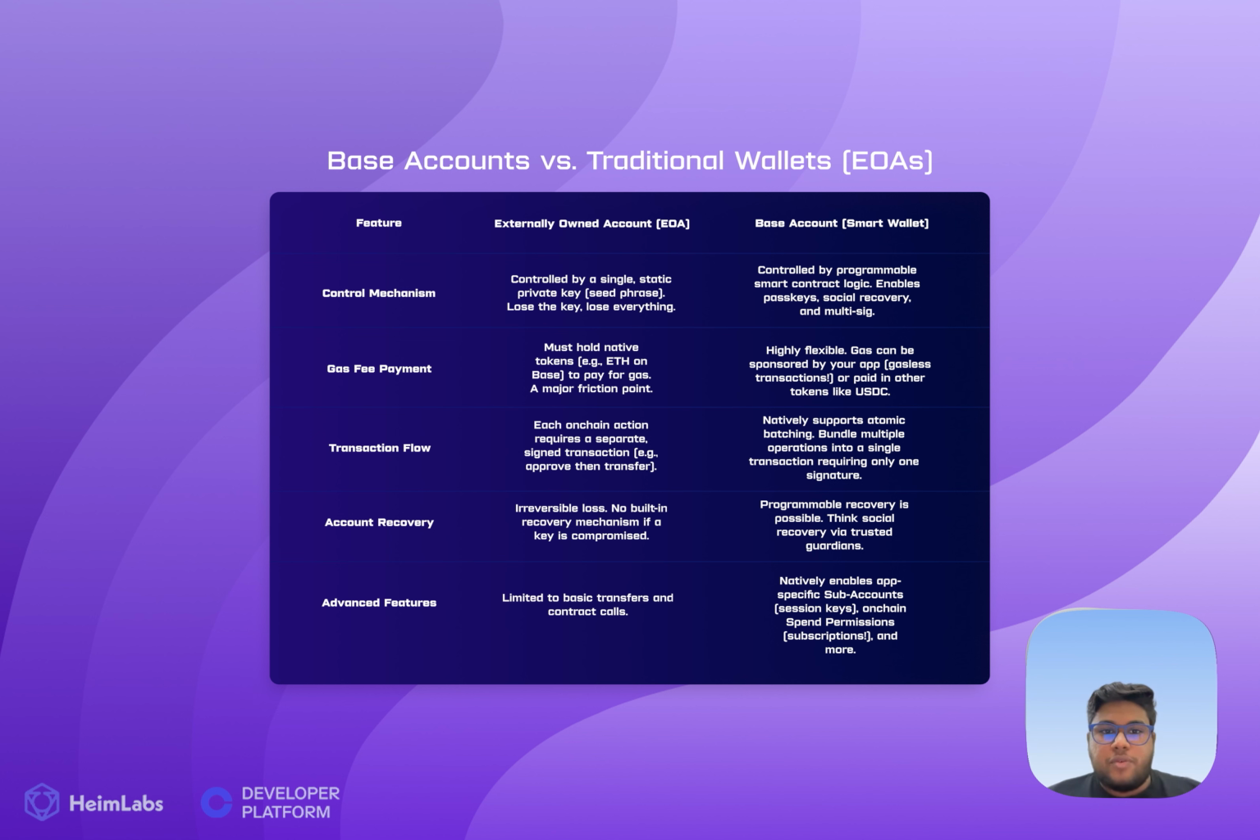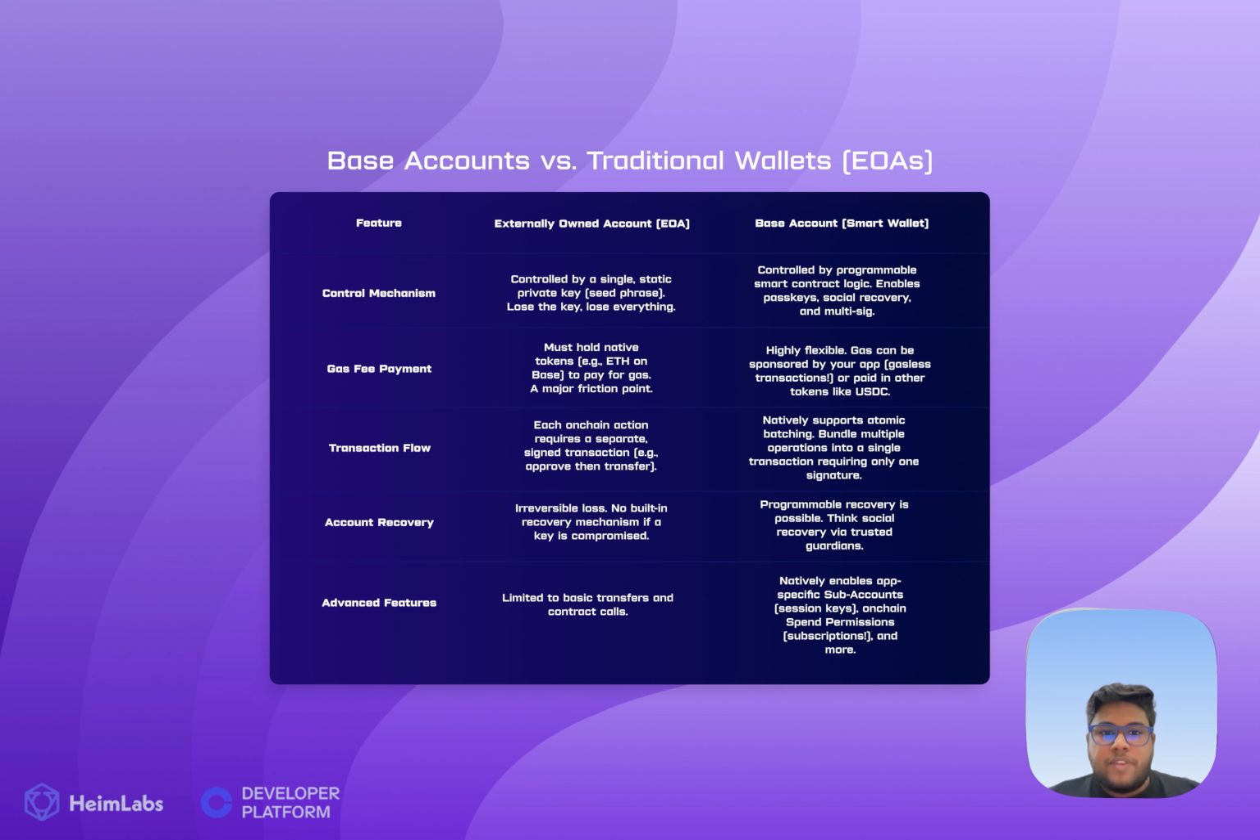Now let's see how transaction flow works. For externally owned accounts, each on-chain action requires a separate signed transaction. The best example for this is how a swap transaction works. First, you would have to approve the amount, and then you would have to transfer it to the contract which is handling the swap transaction logic. But when it comes to base accounts, it natively supports atomic batching. So you can bundle multiple operations into a single transaction requiring only one signature. You can do the approve and transfer in a single signature using base accounts and smart wallets.